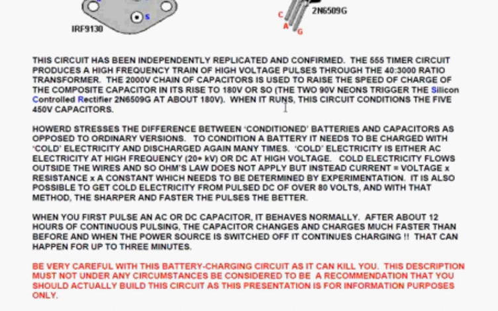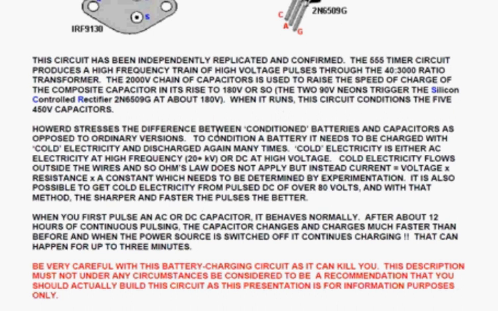Now, you need to be very careful with this battery charging circuit. It can kill you. This description must not, under any circumstances, be considered to be a recommendation that you should actually build a circuit, as this presentation is for information purposes only.